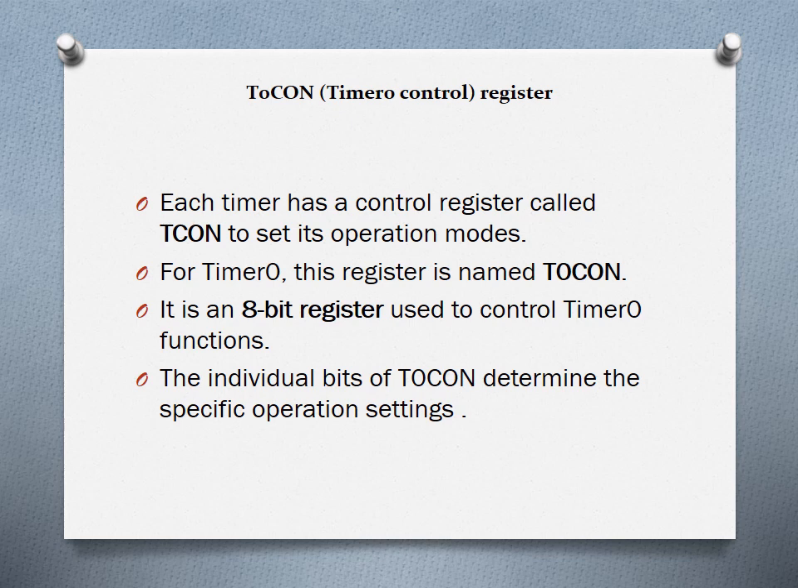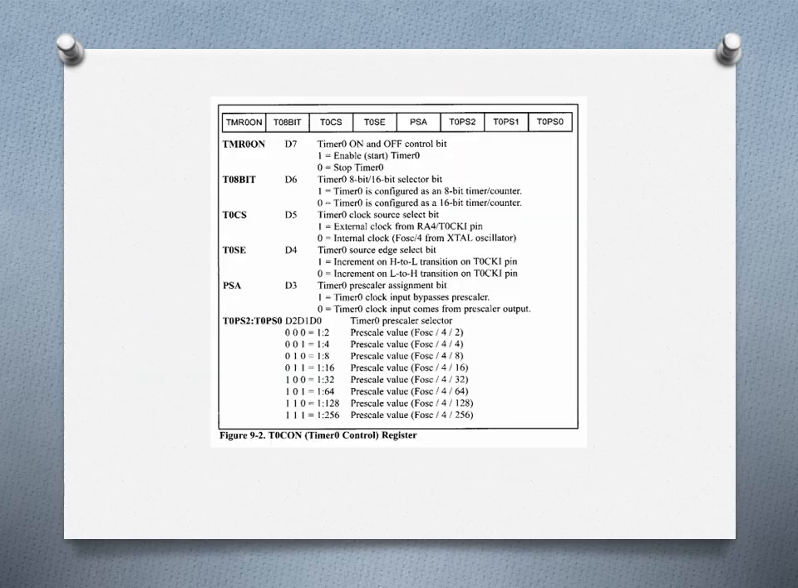This register controls whether the timer works as a timer or a counter, what clock pulse edge is used, whether the timer counts on a low to high edge or high to low, whether you need the crystal frequency as such, or whether any kind of prescaling has to be done. All these can be configured using the Timer 0 control register. This is the Timer 0 control register shown here.